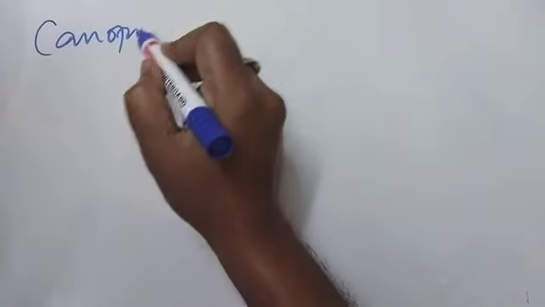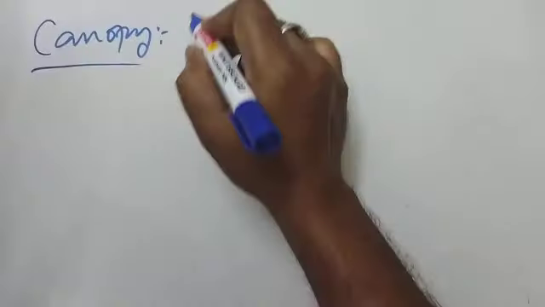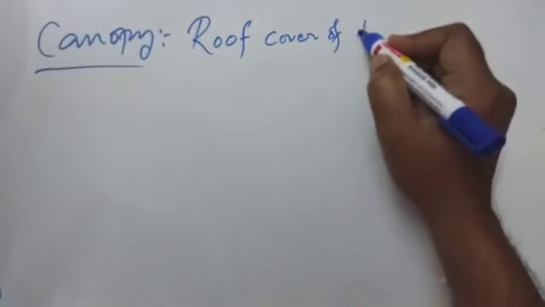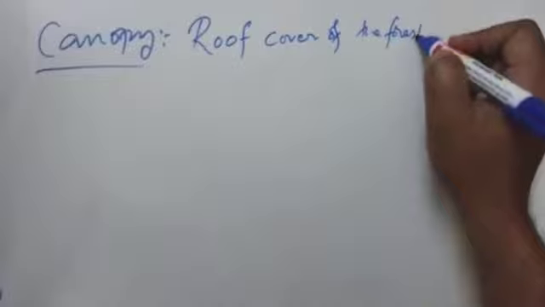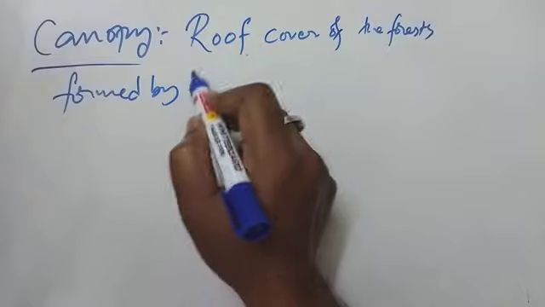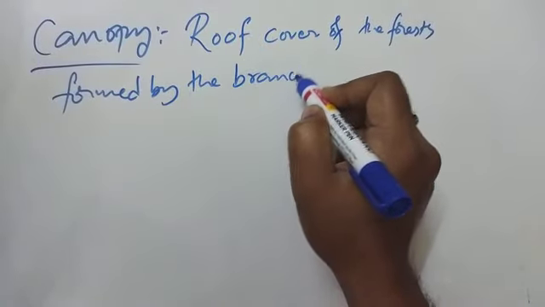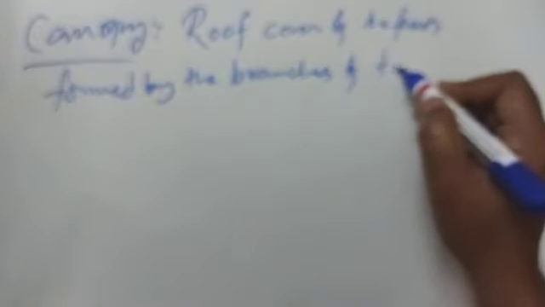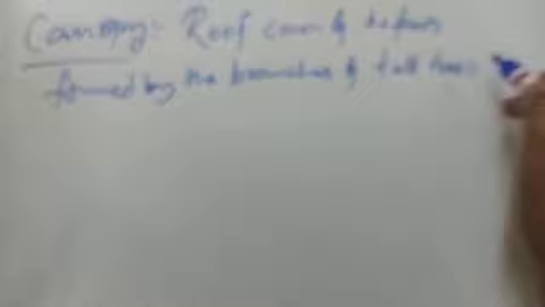We have started our Forest, Our Lifeline chapter, and we have just learnt up to canopy. What is canopy? It is the roof cover of the forests that is formed by the branches of tall trees.